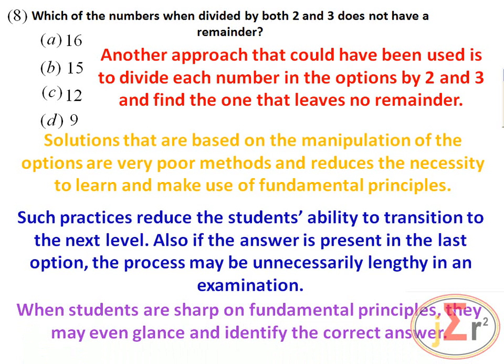So, we can manipulate each one of those options by dividing each one by 2 and 3 and see the one that leaves no remainder in both cases.